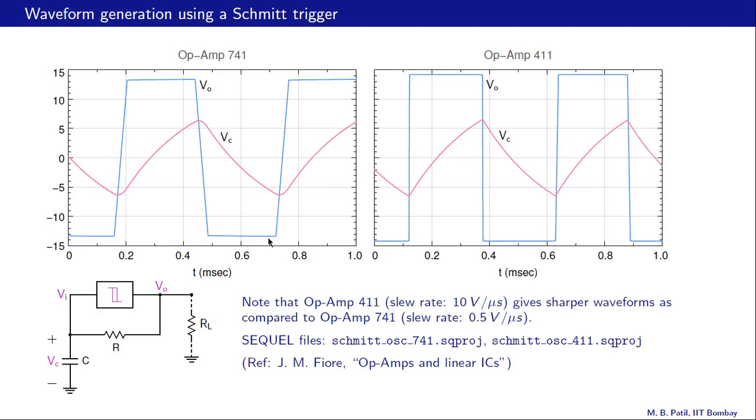Whereas if we use another op-amp with a higher slew rate like op-amp 411, which has a much higher slew rate, 10 volts per microsecond, then we can get sharper waveforms. So that's an important point, and we should remember that if we want to implement that in the lab or for some application.